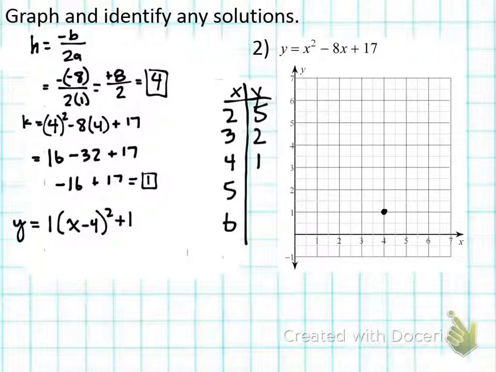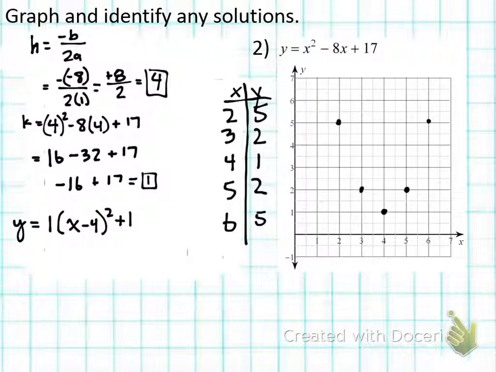Okay? What do you think this number here is going to be? 2. Let's see if you're right. 5 minus 4 is 1. 1 squared is 1. 1 times 1 is 1. Plus 1 is 2. You're right. Okay? So this last number must be what? 5, right? Okay, now we're going to plot our points. So we got 2, 5, 3, 2, 5, 2, and 6, 5.